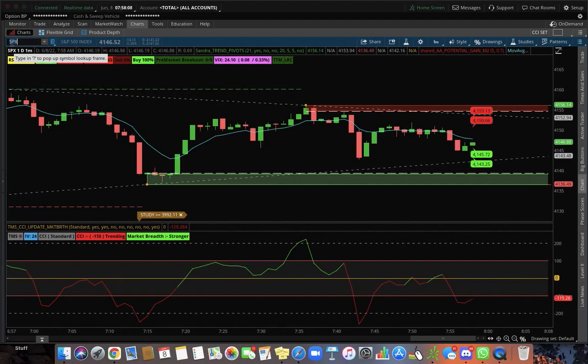So, SPX 14, just kind of hanging out again. Not a lot of volume in the market, something to take into consideration as you're making trades.